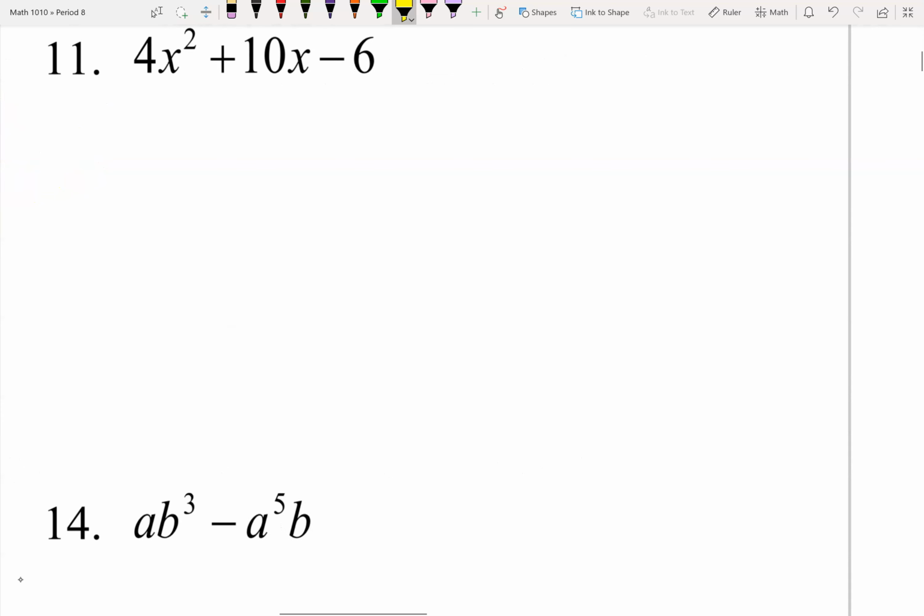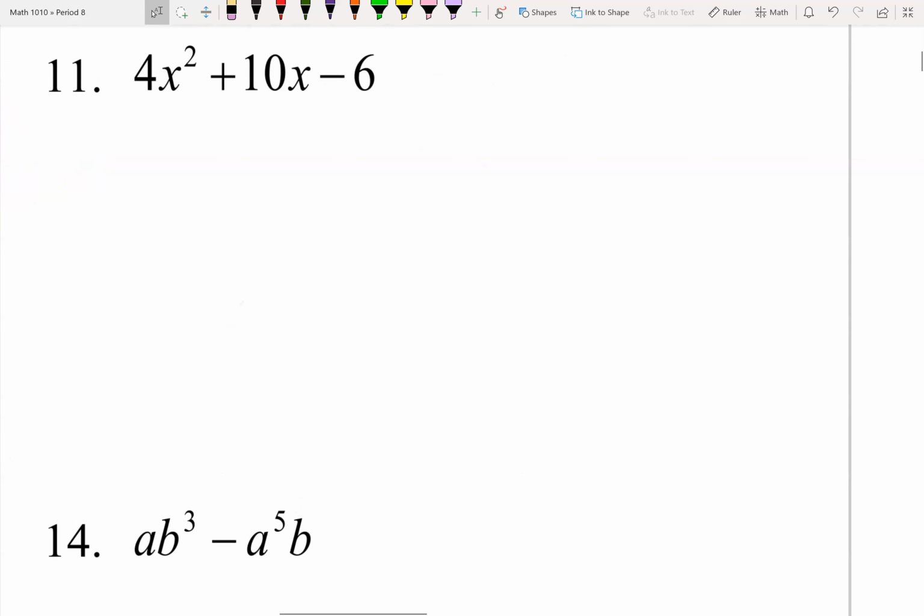Okay? Number 11. Everybody in the room, tell me what to do first. Take out a 2. Yeah, don't divide by 2. That's what you do when it's an equation, but we don't have an equation, so we have to take out a 2, okay? And I actually wouldn't even do that if you have an equation. I think it's confusing. So if you take out a 2, you're left with 2x to the second plus 5x minus 6.